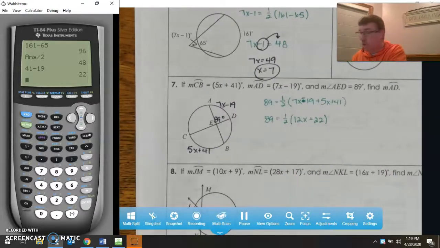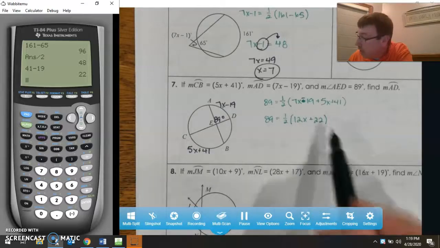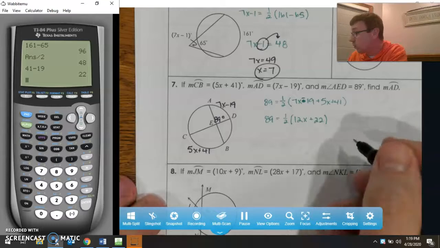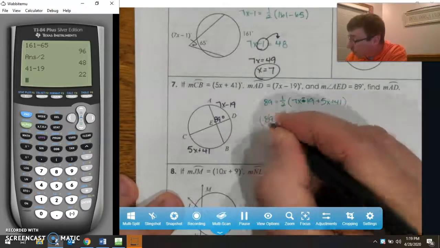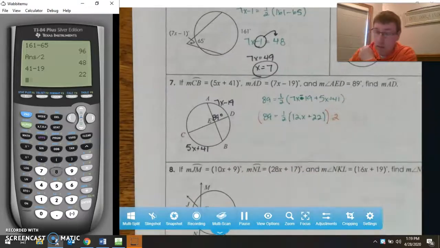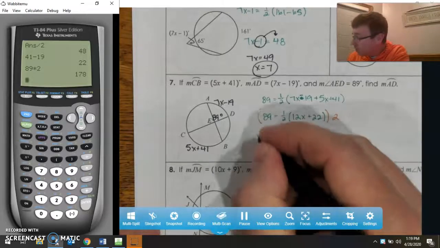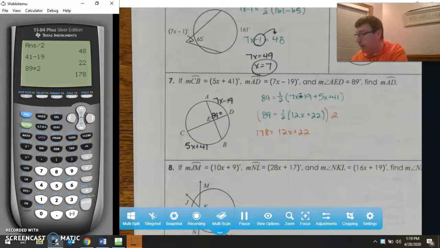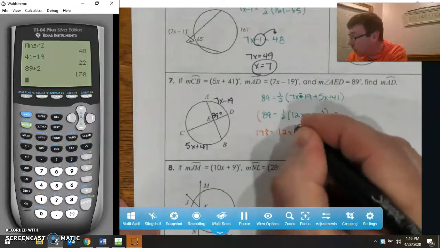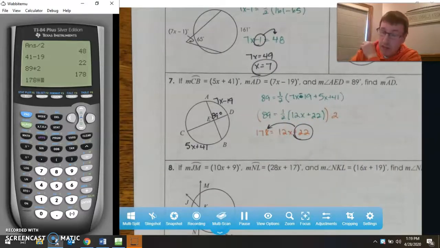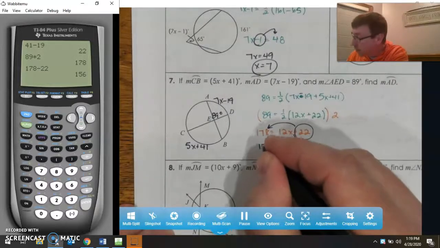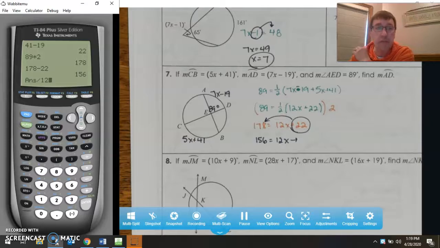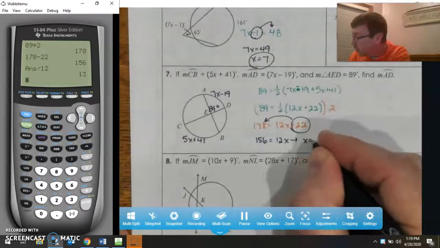Now, I could multiply both sides by 2. I could take 1/2 into the 12x and 22 because they're both even numbers. I'll show you both ways real quick. If I multiply both sides by 2, I get 178 equals 12x plus 22. There is a wrong way, but either of these two ways would work. 178 minus 22 would be 156. Divide that by 12. I would get 13.